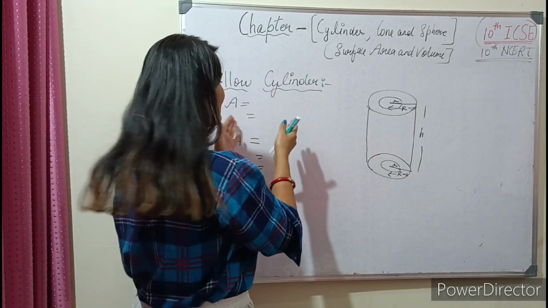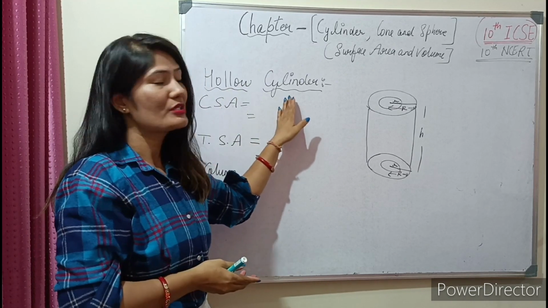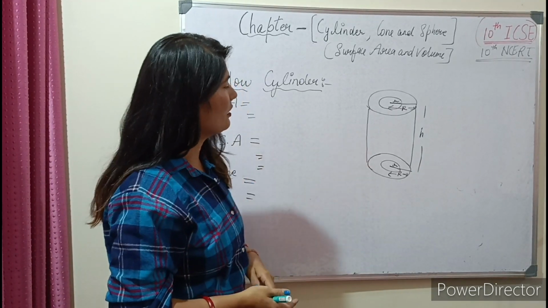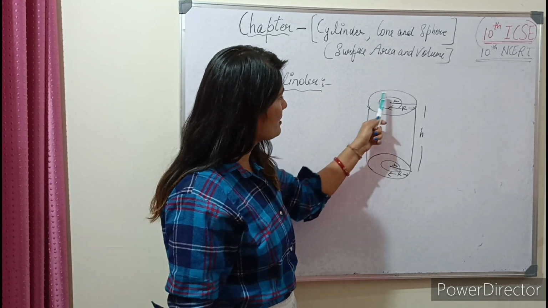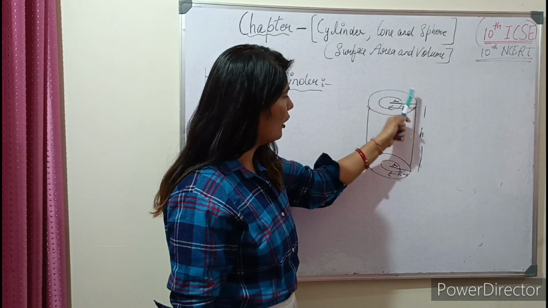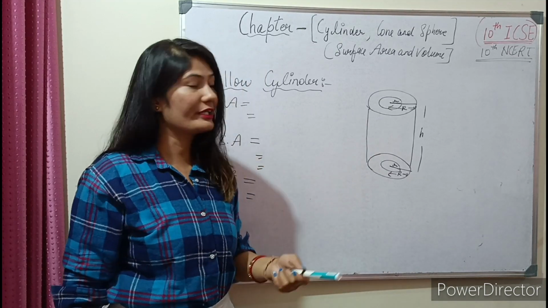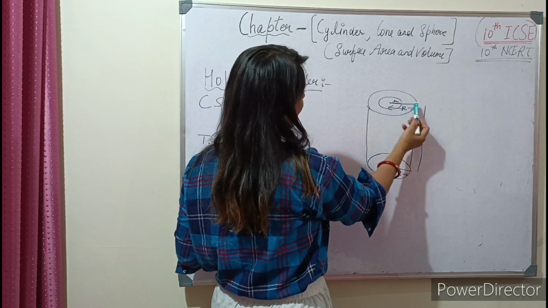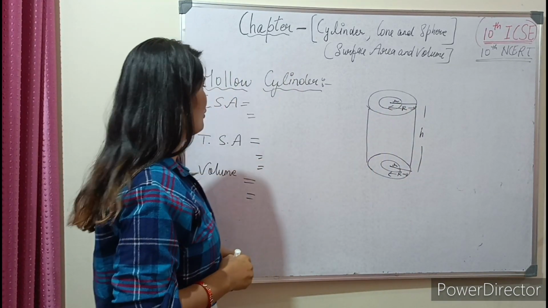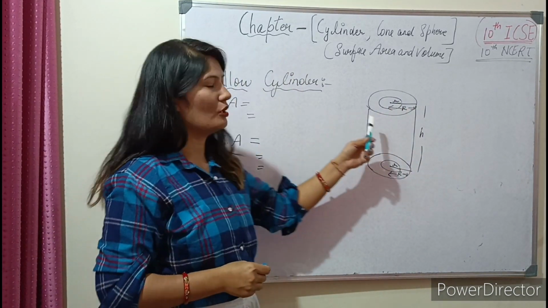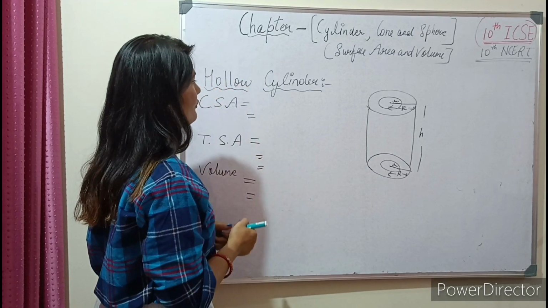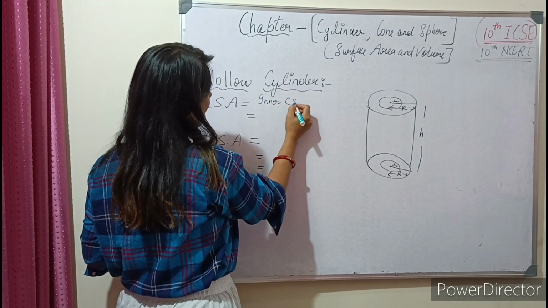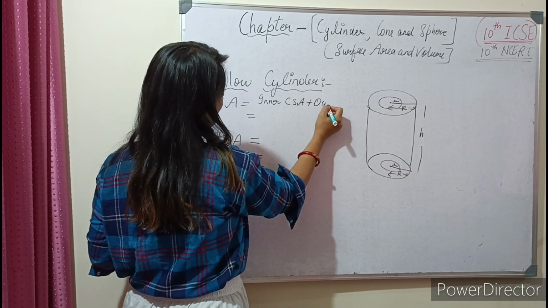Now moving to the next term, that is the hollow cylinder. A hollow cylinder is a kind of cylinder. You can see here this is a hollow cylinder. This is the inner part and this is the outer part. So it means it will have two radii. This is the smaller radius, small r, and this is the big radius, capital R. Now if we have to find the CSA of this hollow cylinder, the CSA of a hollow cylinder is always inner CSA plus outer CSA.